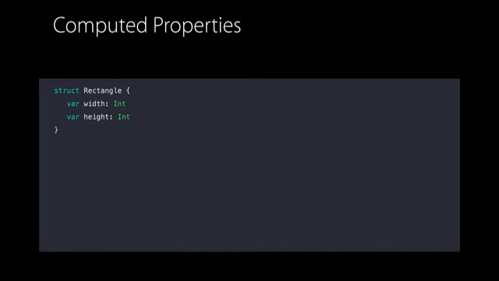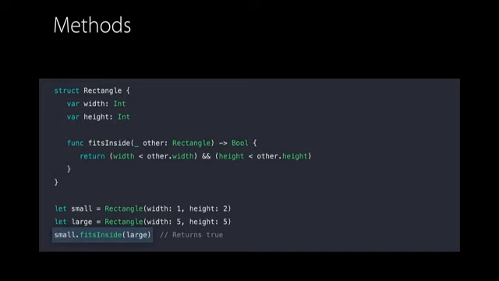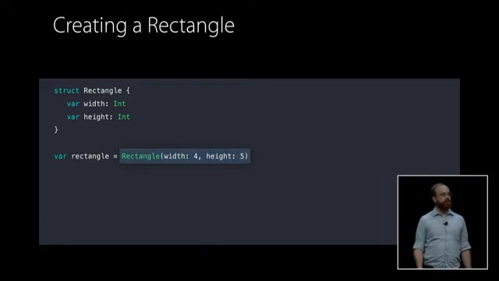Just like you can define properties on a structure, you can also define methods. They use the same syntax you've seen already for functions. And just like properties, you access them using dot notation when you need to call them. You've seen this syntax a few times to create a rectangle. Let's look at what it does in a little bit more detail. It looks a little bit like a function call because of the parentheses, but it's actually calling an initializer.